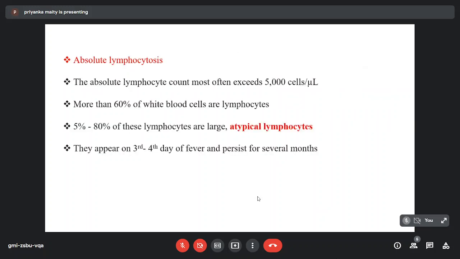Peripheral blood shows absolute lymphocytosis. The absolute lymphocyte count most often exceeds 5,000 cells per microliter. More than 60% of white blood cells are lymphocytes. 5% to 80% of these lymphocytes are large atypical lymphocytes. They appear on the third or fourth day of fever and persist for several months.